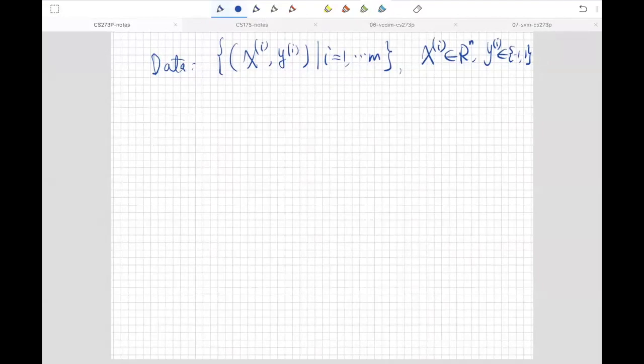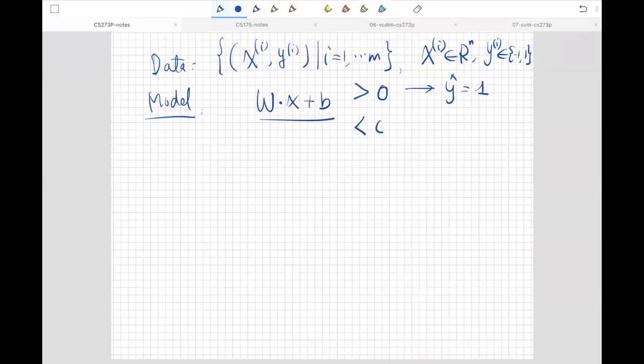And the model now is this. Again, the model is W dot x plus b, and that will be the response. If this is greater than 0, then your predicted label is going to be 1. If it's less than 0, your predicted label is going to be -1. That's the same as what we did previously, so that's nothing new here.